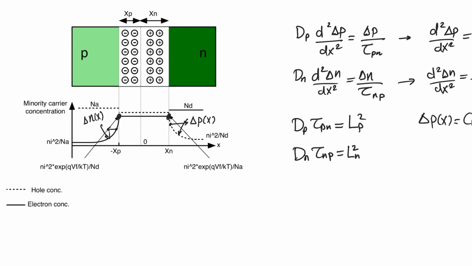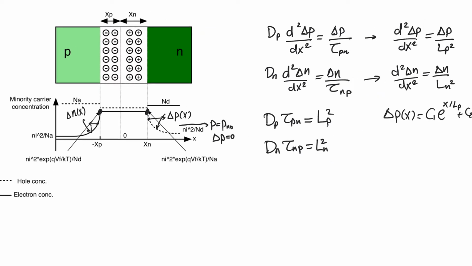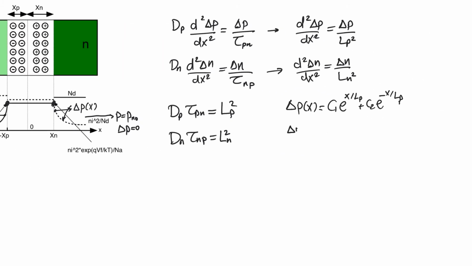Now the first boundary condition is actually really easy to tell just by looking at the graph. We know that very deep in the neutral zone, p returns back to its equilibrium level. So very deep in the neutral zone, p is equal to p n naught, which means that delta p is equal to 0. So we know that delta p of infinity is pretty much going to be 0. So this is the first boundary condition that we can use.